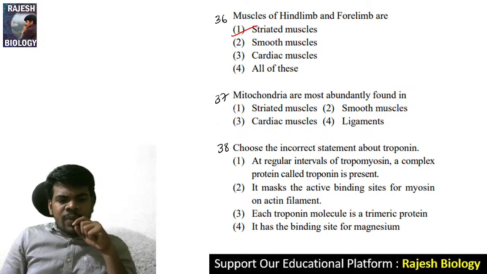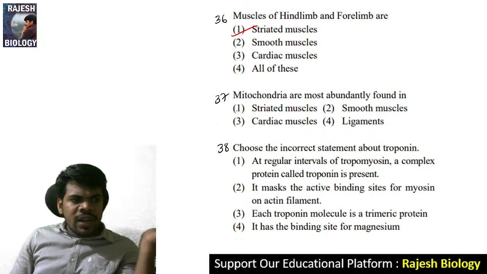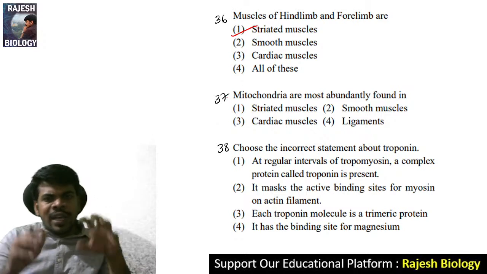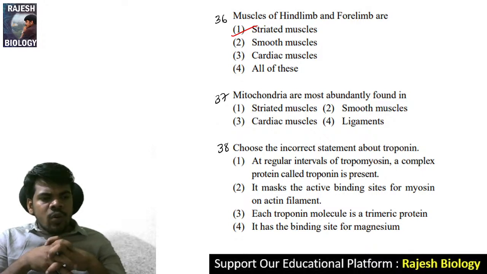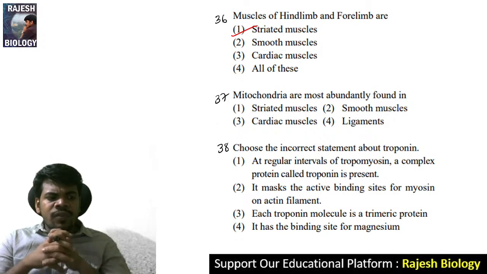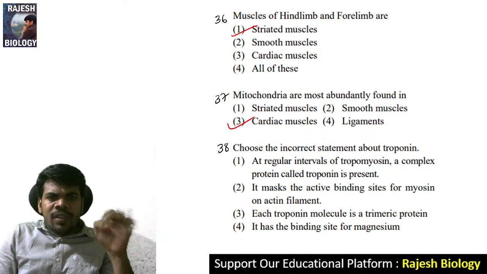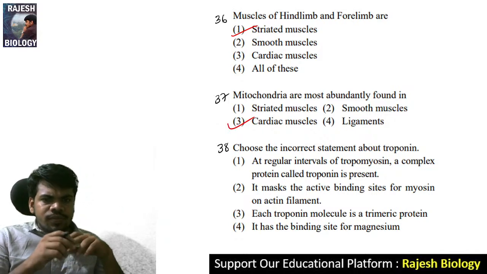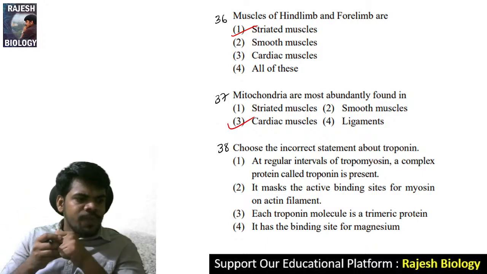Mitochondria are most abundantly found in which type of muscle? Striated muscle or smooth muscle or cardiac muscle or ligament? It is also a direct question from the AP Telangana Zoology textbook. Why does cardiac muscle never get fatigued? Because of the more number of mitochondria, copious amount of blood supply, and presence of myoglobin. Cardiac muscle it is, not smooth muscle, Saujanya.